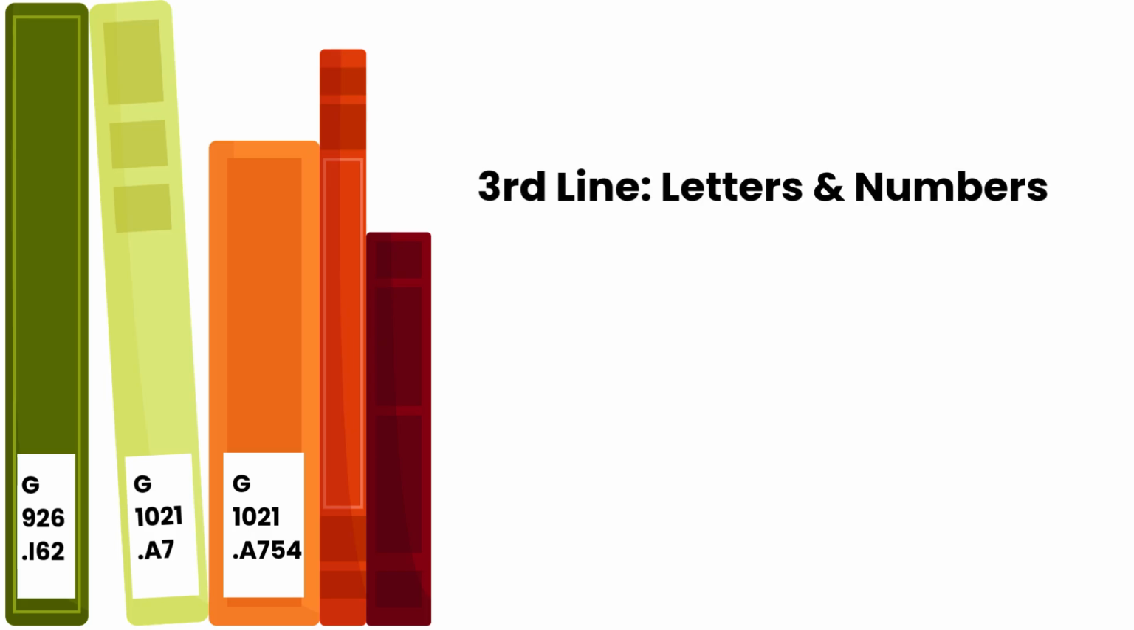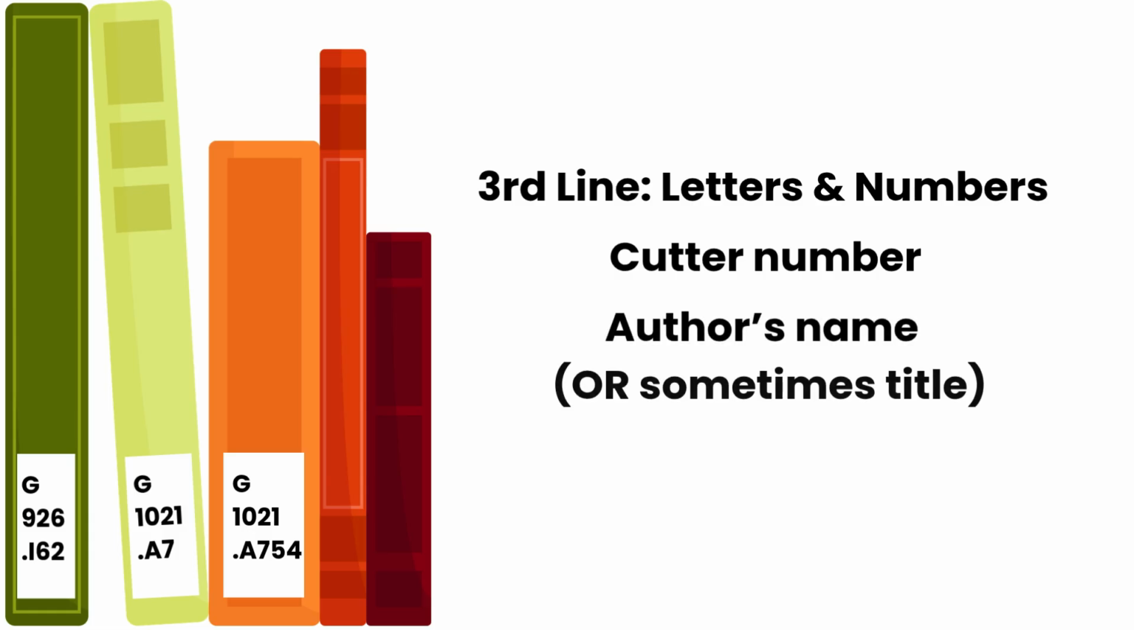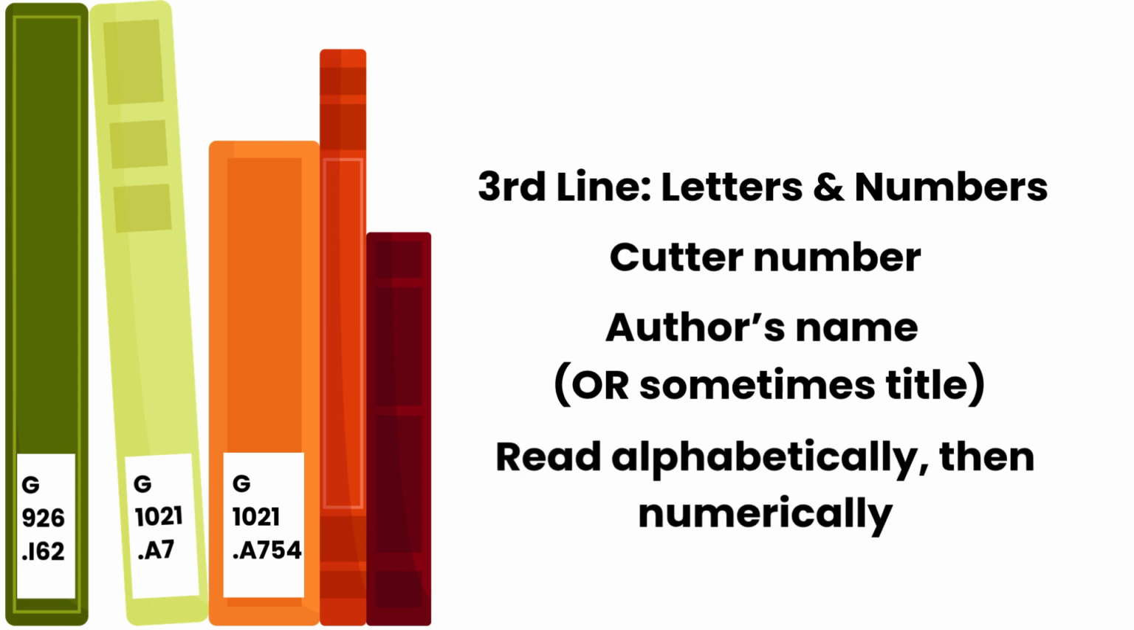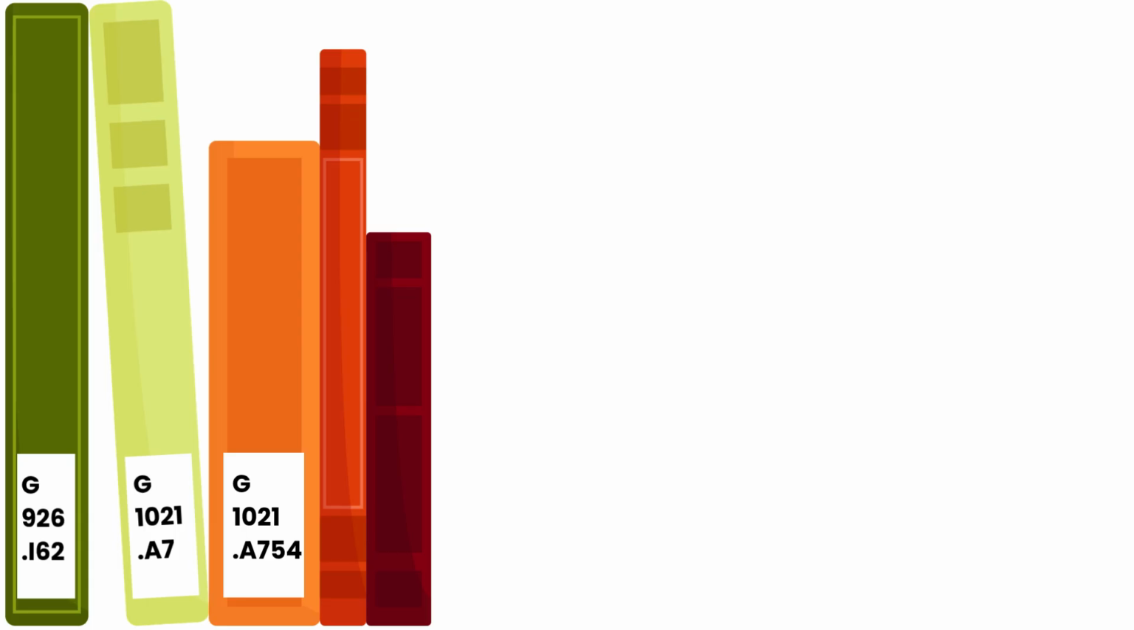The third line is usually a decimal point containing both letters and numbers. This line is called the cutter number, and it most often stands for the author's name, although it can also represent the book's title in some cases. When reading this line, read the letters alphabetically first, so A would come before B. Then read the numbers numerically as decimal points, so 0.2 would come before 0.3, and 0.7 would come before 0.754. Some call numbers have an additional cutter number below the first to help narrow the topic.